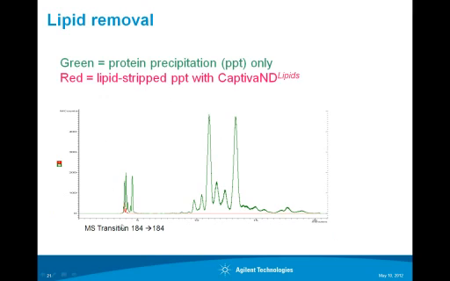This is actually a chromatogram showing that removal. The green is just using protein precipitation. We still have a substantial amount of lipids in there. But with the Captiva ND Lipid plate, we have removed over 95% of the lipids, shown here by the red chromatogram, transition 184 to 184, the normal transition for monitoring of phospholipids.